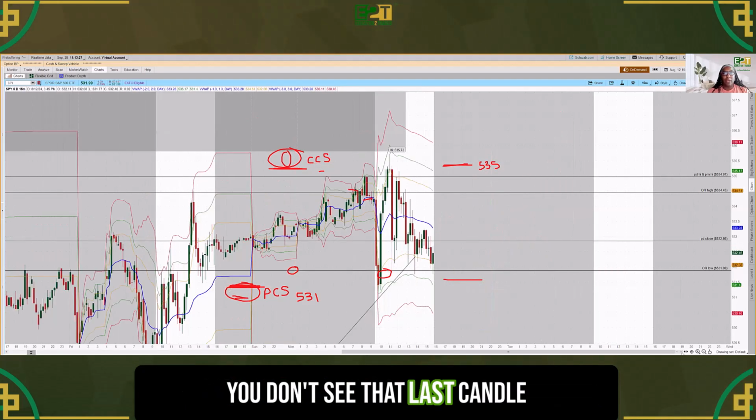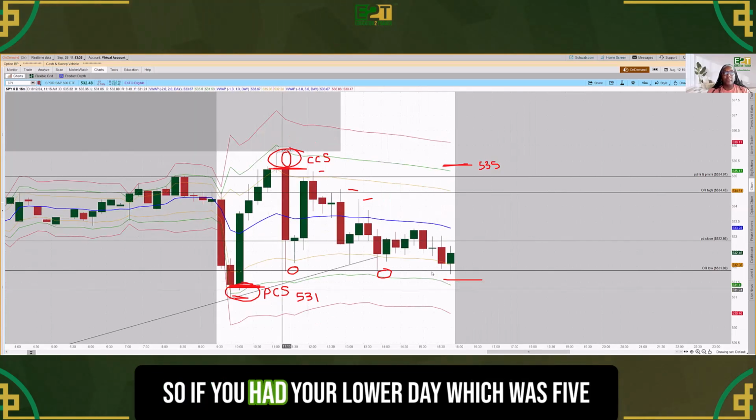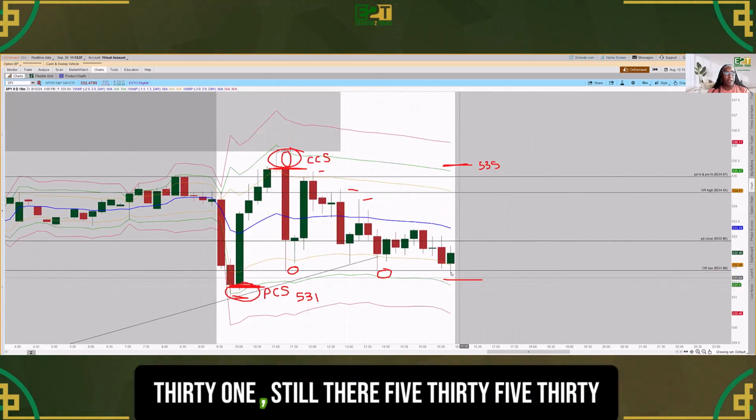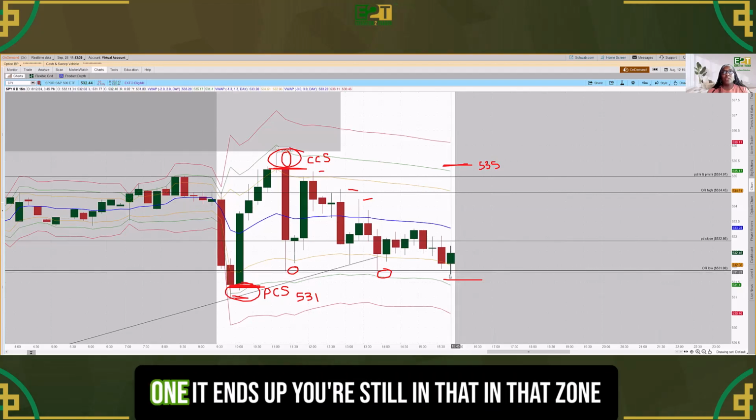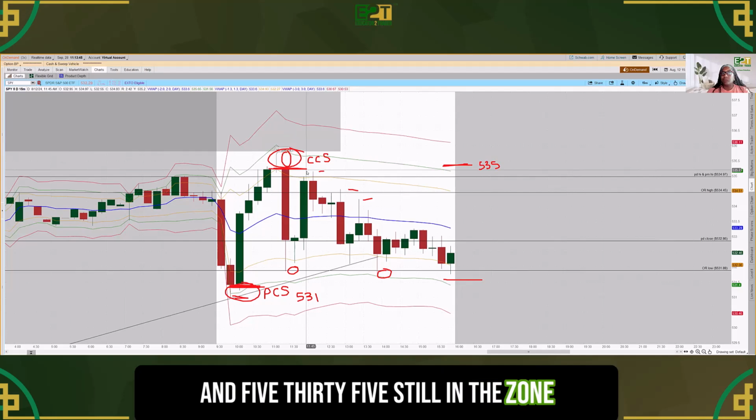Y'all see that last candle. So if you had your low of day, which was 531, it's still there, 530, 531, it ends up you're still in that zone, and 535 still in the zone.